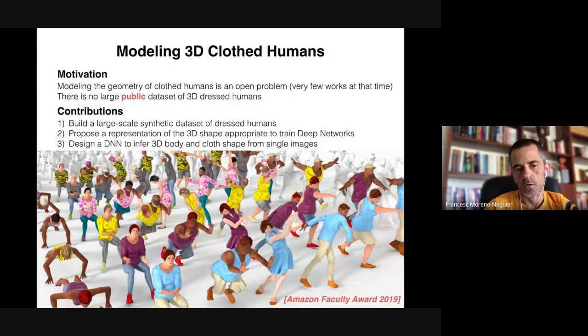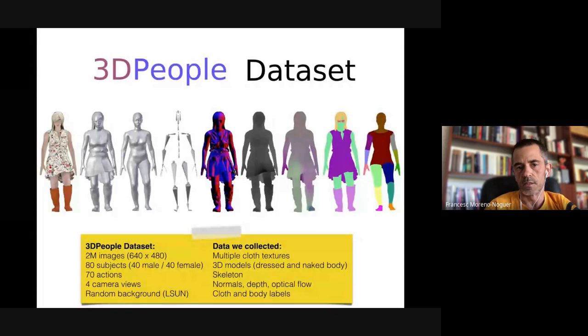So, the contributions of this work were threefold. First, we built a large scale data set of synthetic images and models of dressed humans. Then we proposed a novel representation for 3D shape, which was, again, appropriate to train deep networks. And finally, we designed a deep network to infer the 3D body and clothes from single images. All right, first I want to present this data set. We call it the 3D people data set.